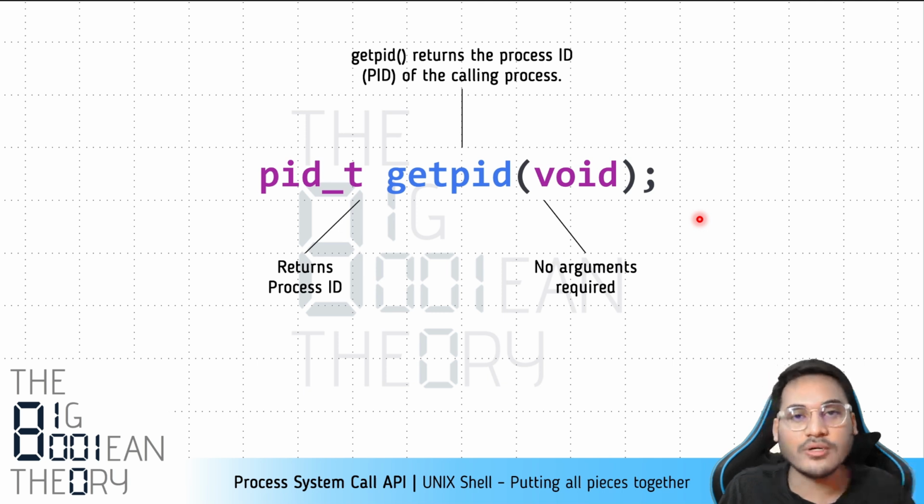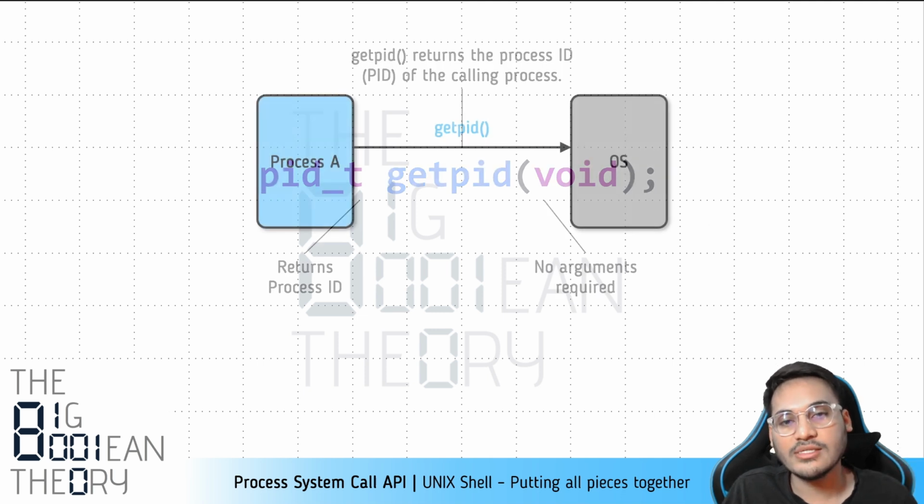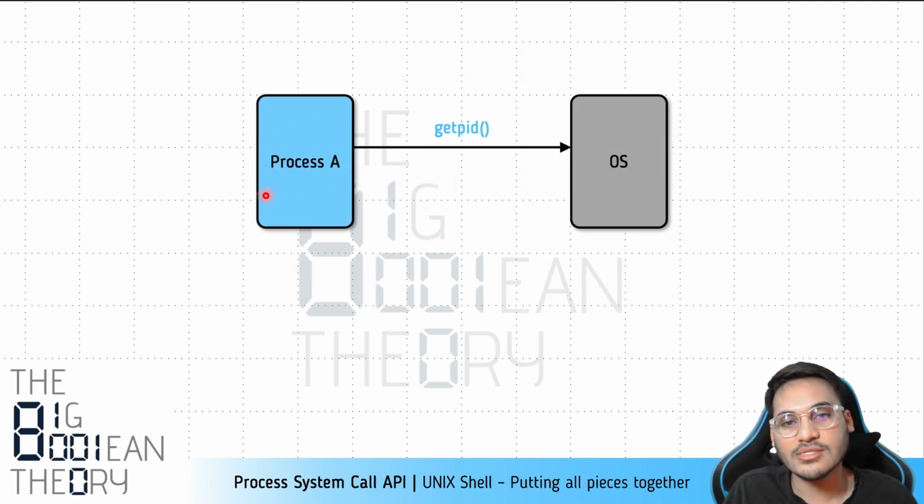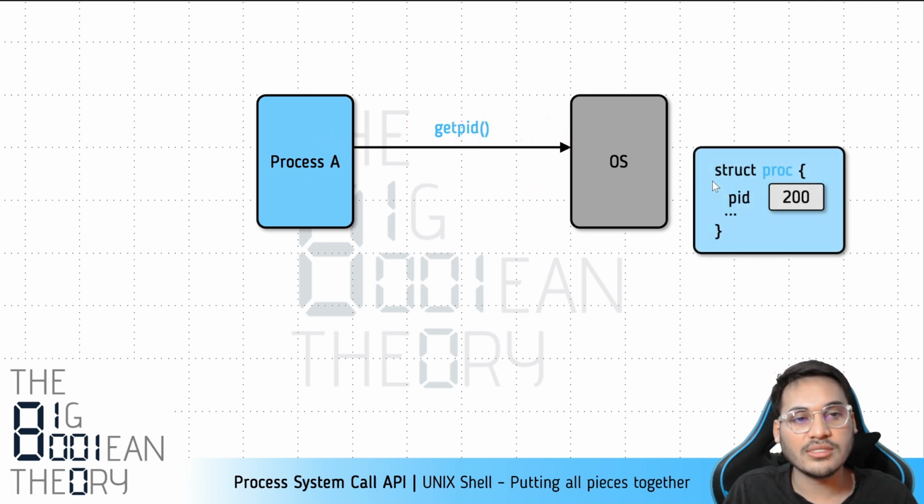So whenever a calling process invokes the system call, its own PID will be returned. So let's quickly see the flow. Let's say we have a process A, it calls the getpid system call, right? So what happens is that, let's say this is the process control block for this process A, and within the process control block, we store this process ID information. And let's just assume that the process ID of this process is 200.